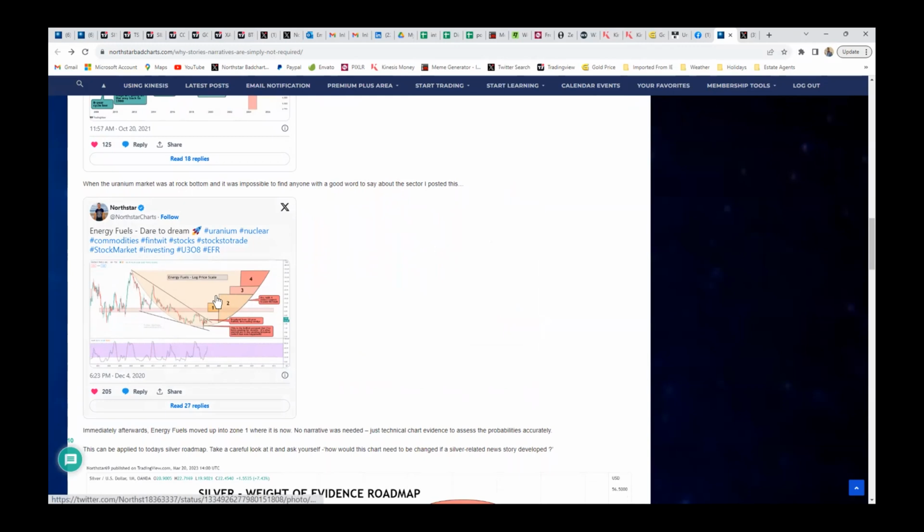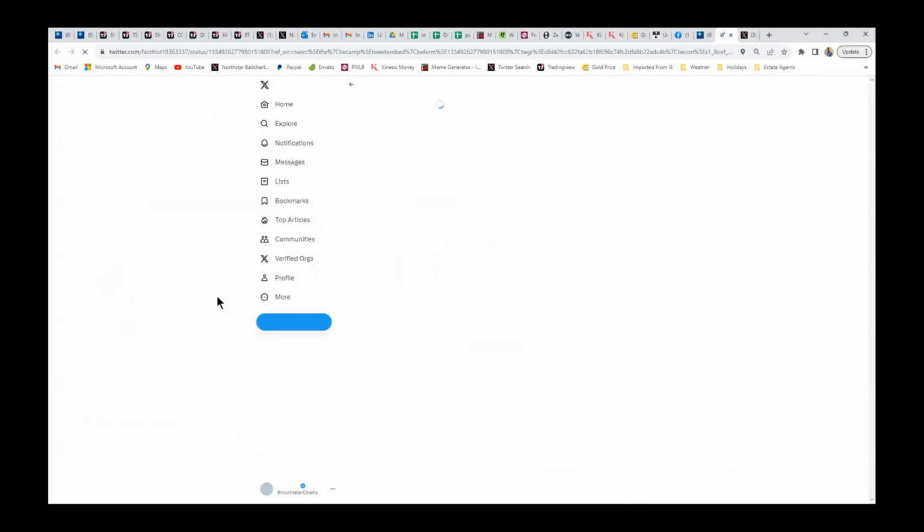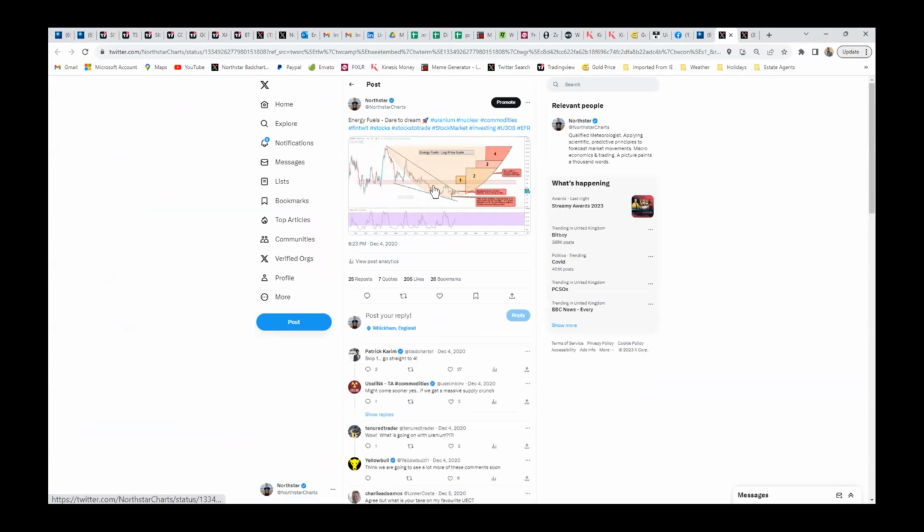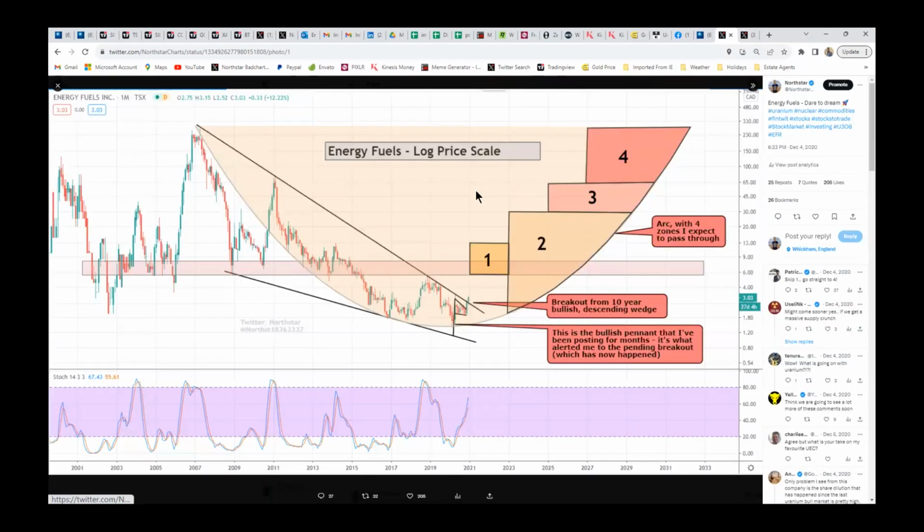At the time, I posted this. So this was in 2020, a post about Energy Fuels. I'll click on the chart to enlarge it for you. Energy Fuels is a uranium mining company, and you can see this breakout here from a very large bullish descending wedge, and there's also an arc type basing pattern in here as well.